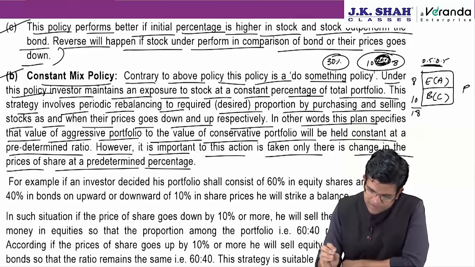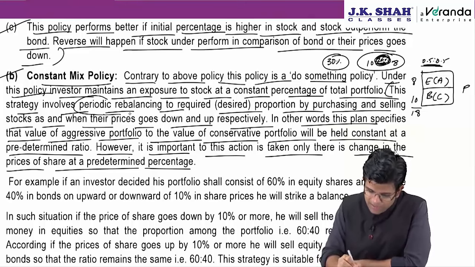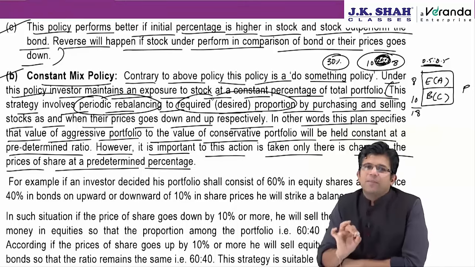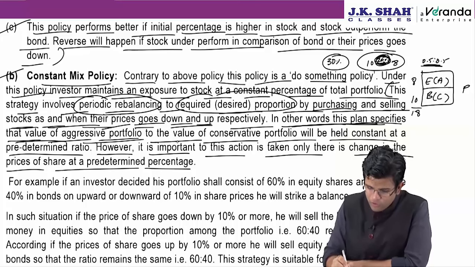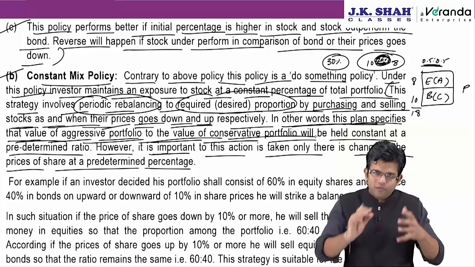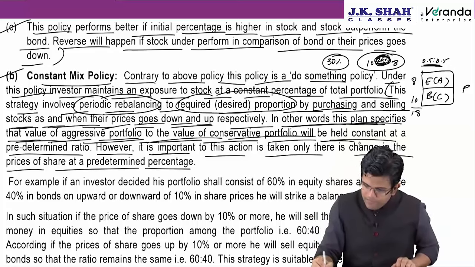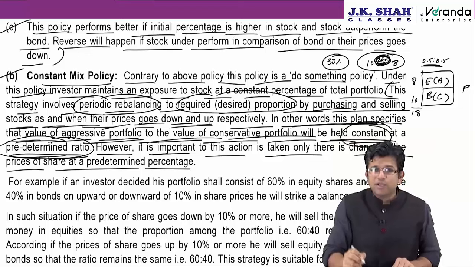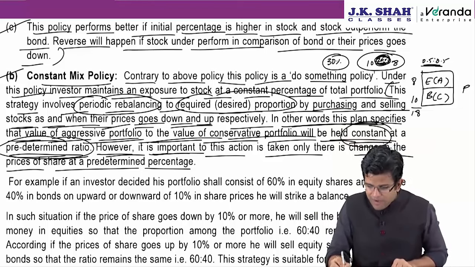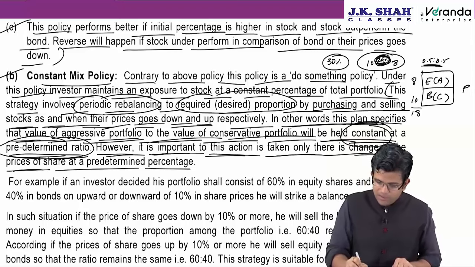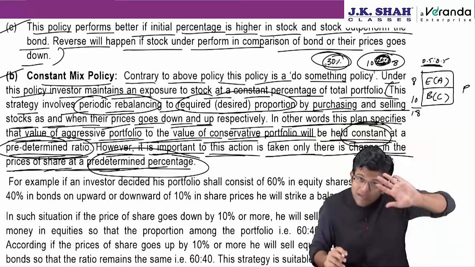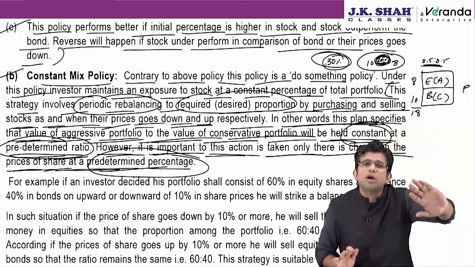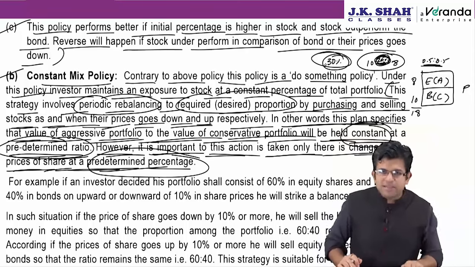So I'll again read this. See, this strategy involves periodic rebalancing to required or desired proportion by purchasing and selling stocks as and when their prices go up and down respectively. In other words, this plan specifies that value of aggressive portfolio to the value of conservative portfolio, which means the ratio of equity to bonds will be held constant at a predetermined ratio. In my example, it was 0.5. However, it is important to note this action is taken only if there is a change in the prices of a share at a predetermined percentage, which we took here as 30. If they are saying that 30%, till 30, if there is any change, don't even bother of rebalancing. 30 and above, immediately rebalance. I hope you understood. Okay.